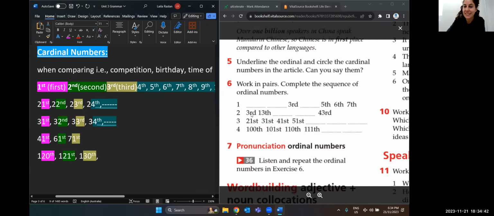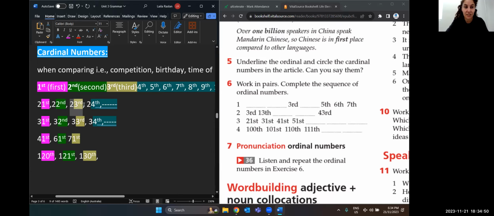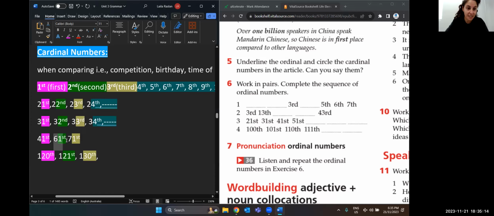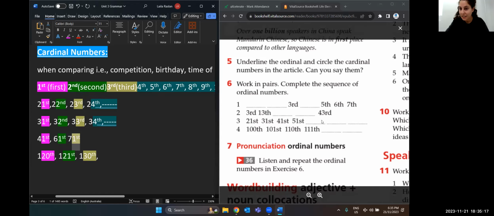So the next one, it says 3rd, 13th. What would the next number be if it's going up by 10? 23rd? 23rd? Yep, the next one. 33rd. Yes, 33rd. And then 43rd. Okay, number 3. It looks like it's going up by 21st, 31st, 41st, 51st, 61st, 71st, one more, 81st. Okay, this one, 81st.